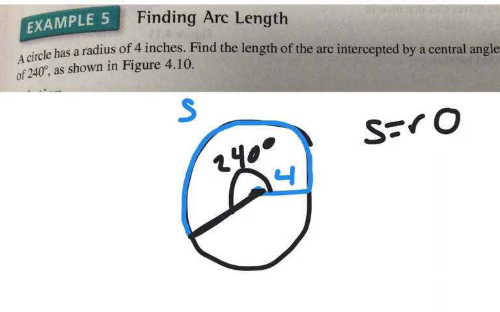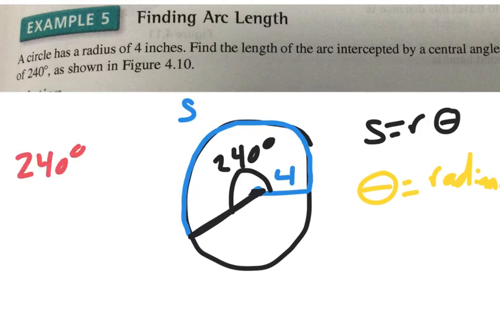Now, in order to use the formula S equals R times theta, as I mentioned before, my theta, which is the number, is the degree measure that I am rotating, and the theta has to be in radians. It can never be in degrees because we can't do math with degrees. We have to convert that to radians. So I'm going to take 240 degrees and convert that to a radian measure.